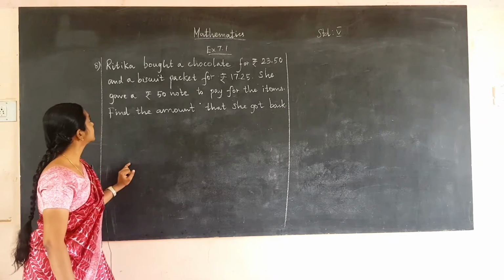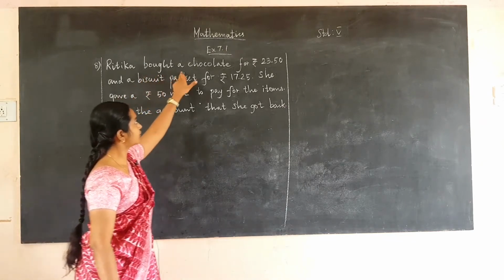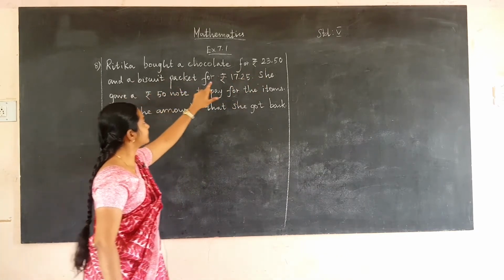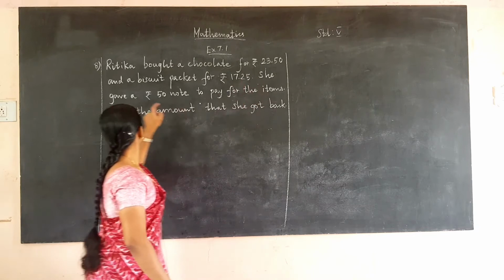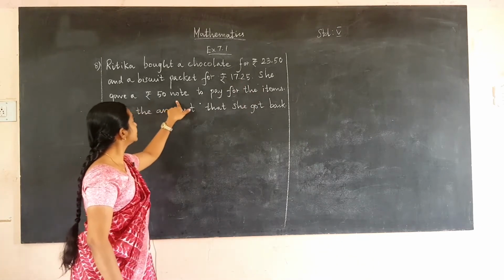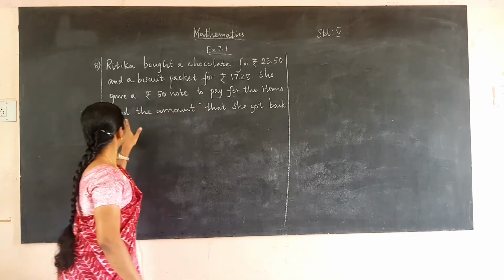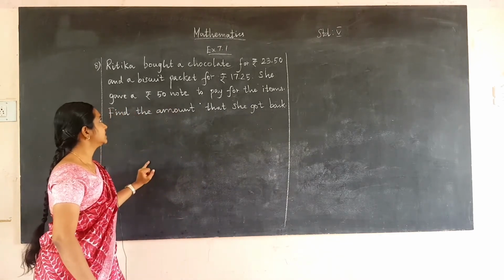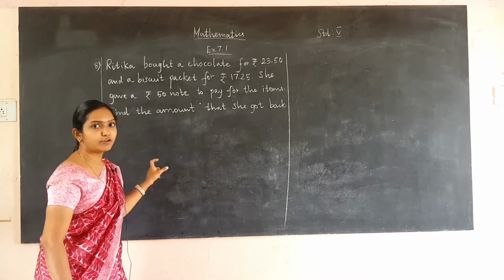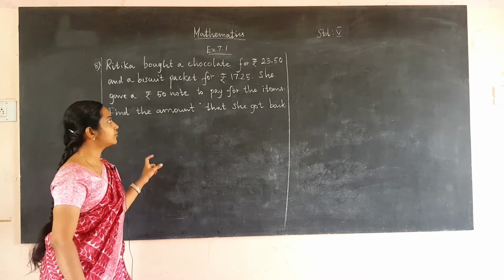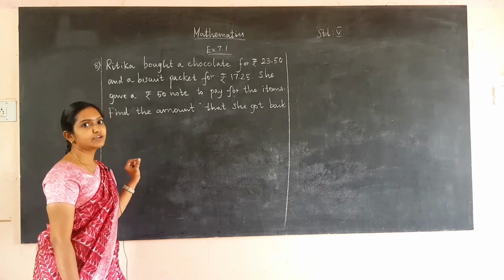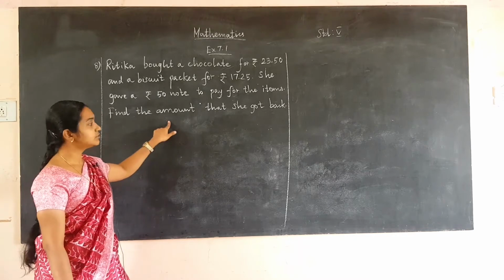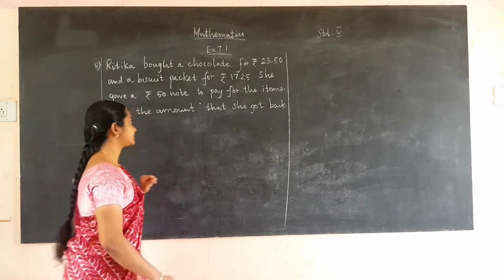The 8th question is, Ritika bought a chocolate for rupees 23.50 and a biscuit packet for rupees 17.25. She gave a rupees 50 note to pay for the items. Find the amount that she got back. Now, Ritika buys chocolate for rupees 23.50 and a biscuit packet for rupees 17.25. She pays rupees 50 and we have to find the amount that she will get back.